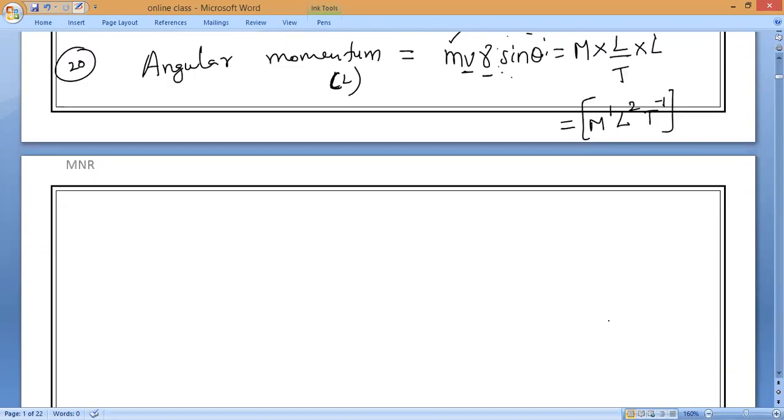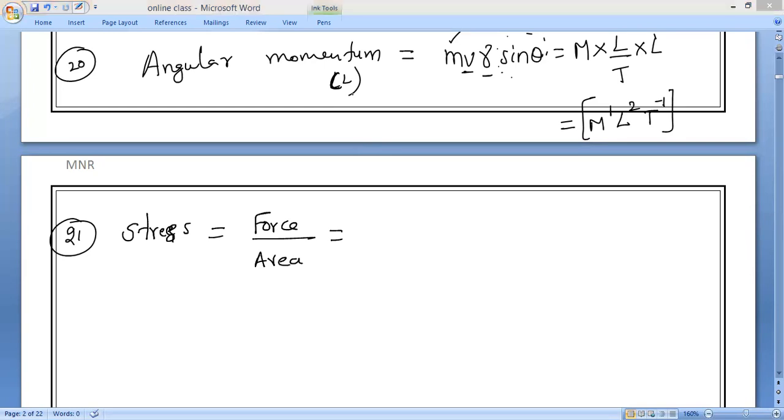Next, now I won't say, you people tell me the dimensions fast. Take stress. Stress means force by area. That's all. So tell me fast. Stress is equal to force by area. Tell me the dimensions fast. Force by area, fast.